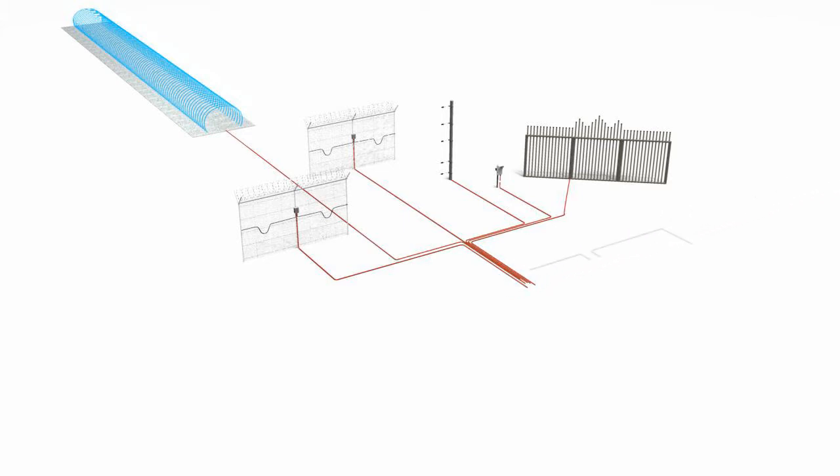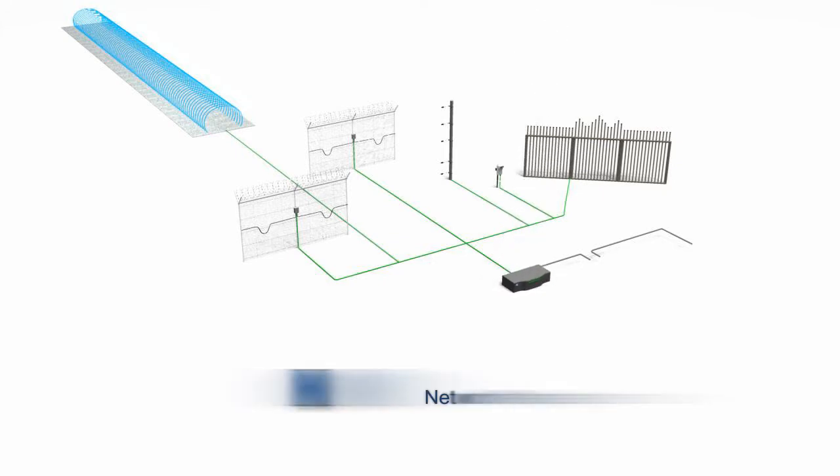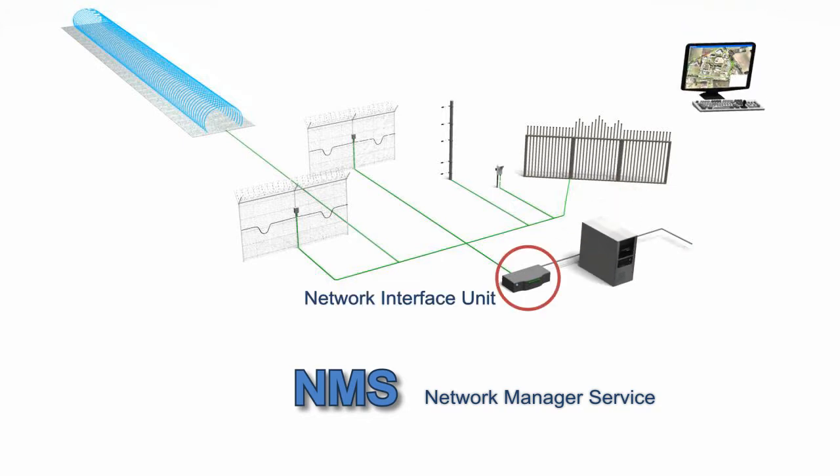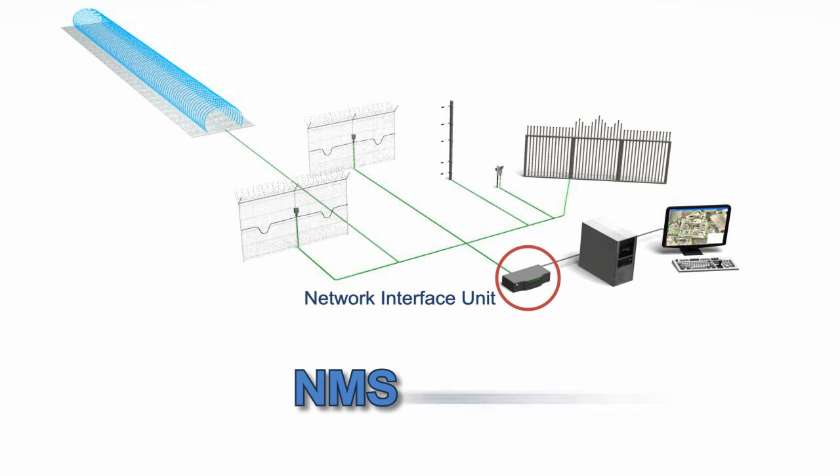Senstar's Silver Network replaces the dry contacts wiring with a reliable real-time network optimized for outdoors. The network brain is the NMS, Network Manager Service, which resides in a PC. The NIU is bridging between protocols, the Silver Network, and the standard TCP/IP.